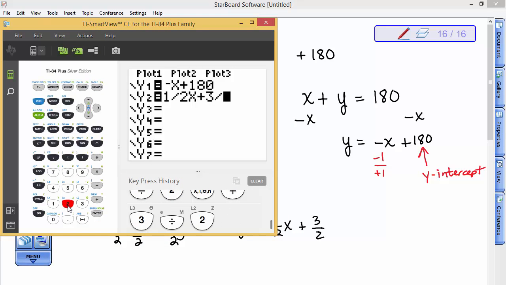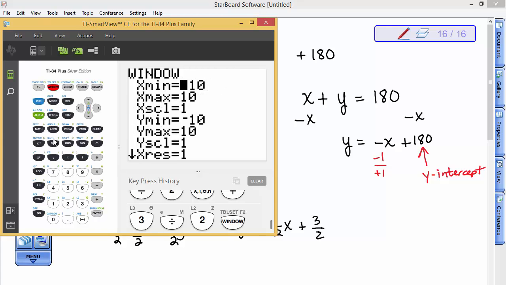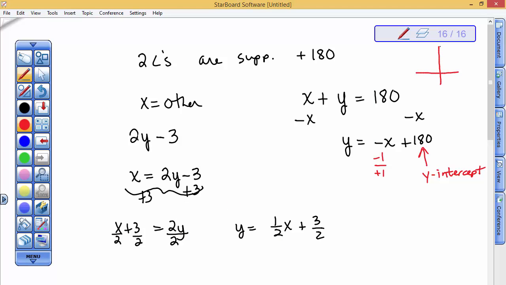Now, my window is going to be no good because the y-intercept is a positive 180. So I know the y-maximum has got to go at least up to 200. Since the slope is negative and the y-intercept is 180, way up here, I think I better go out in the x direction to 200 as well.